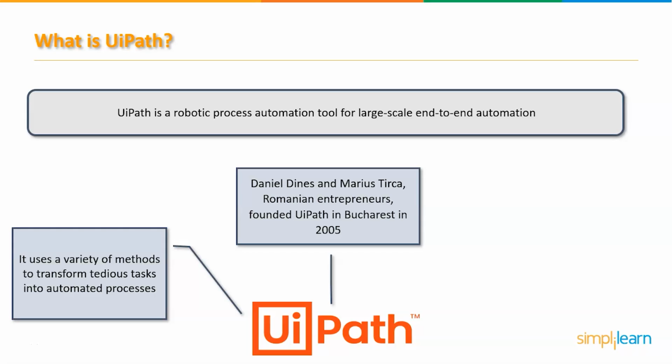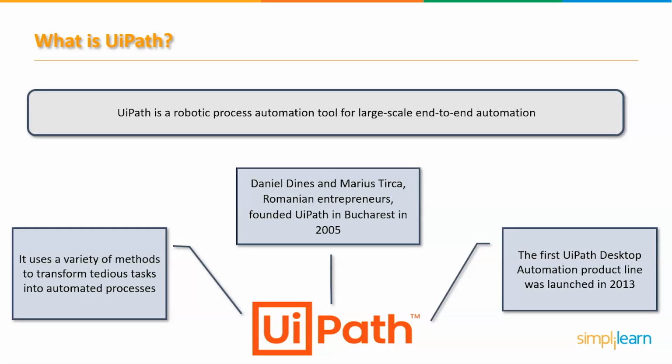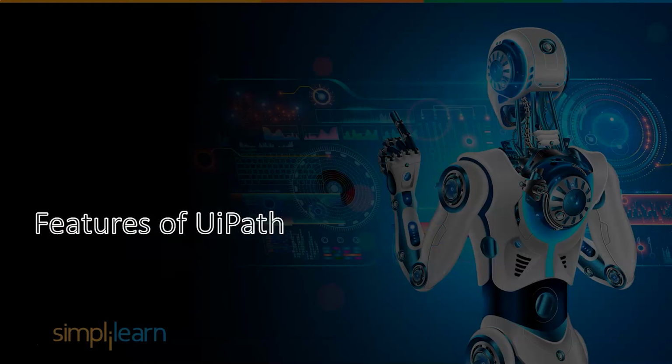Daniel Dines and Maria Stirka, Romanian entrepreneurs, founded UiPath in Bucharest in 2005. The first UiPath desktop automation product line was launched in 2013, giving business RPA tools to automate manual and repetitive back-office tasks. Let's look at the features of UiPath.